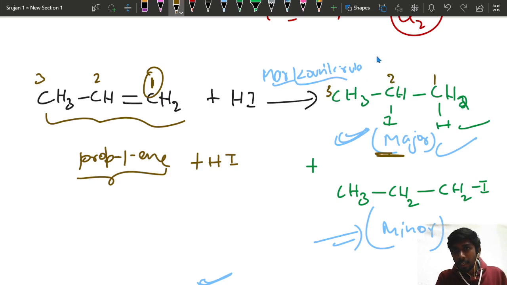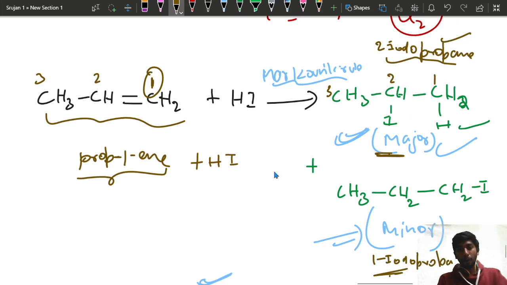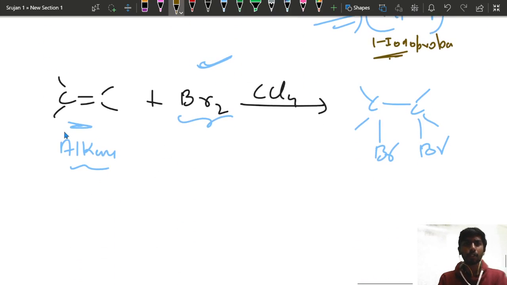This is 2-iodopropane. 2-iodopropane. What about this? It is 1-iodopropane. So 2-iodopropane is your major product. Okay, fine. So this is how you can name it.